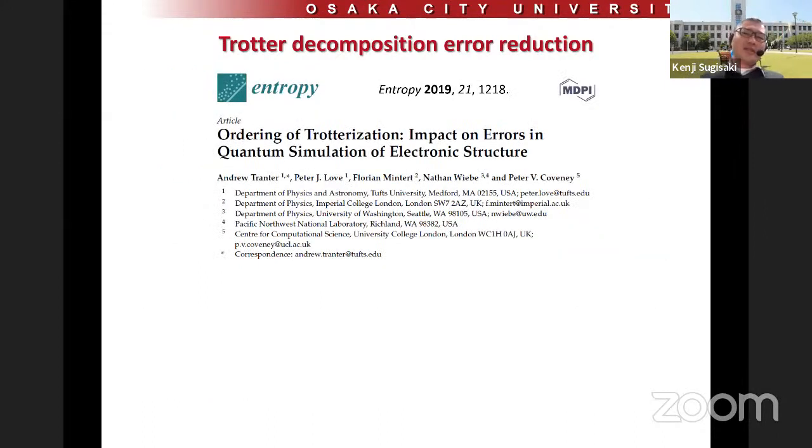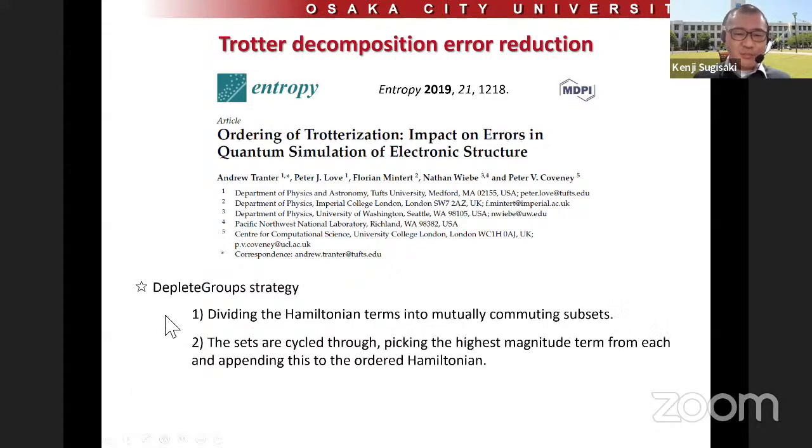And also, there is another approach to error reduction. Again, this is about the order of the terms in Trotter decomposition. So I already discussed two types of ordering, I mean the lexicographical ordering and magnitude ordering. In this paper, they discussed the pre-group strategy. So this approach consists of two procedures.